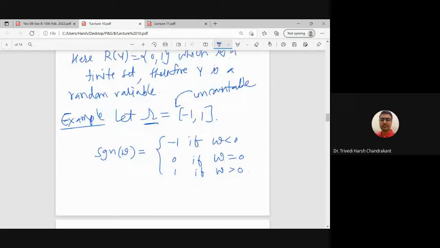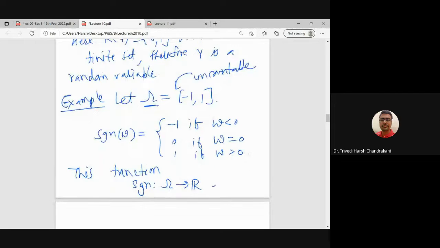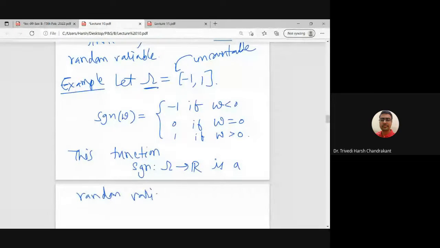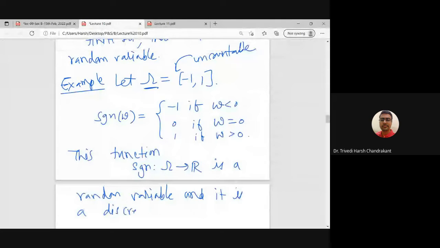So this function, which we are denoting by sine because it is a sine function, from omega to R, because it is taking only three values, 1, 0 and -1, is a random variable. And it is a discrete random variable. So even on an uncountable sample space, we can define discrete variables.